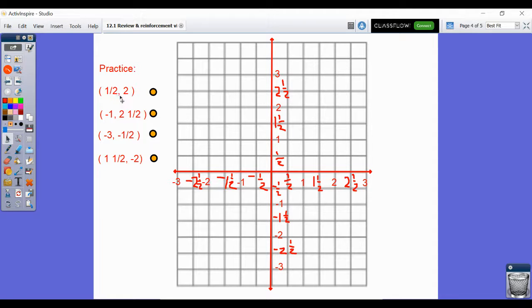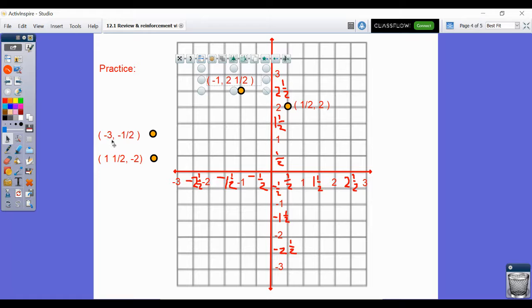Our first one is +1/2, +2. So let's start at our origin. We go to the right because it's +1/2. So here's 1/2. And then we go up because it's +2. We plot our point and we label our point. Our next one is -1, +2.5. So let's start at our origin and we're going to go to -1, so that's left. So we go over -1 and then up to +2 1/2. And since I've labeled that on my number line, it's easy to find. We know that +2 1/2 is halfway between +2 and +3. So go ahead and label your point.